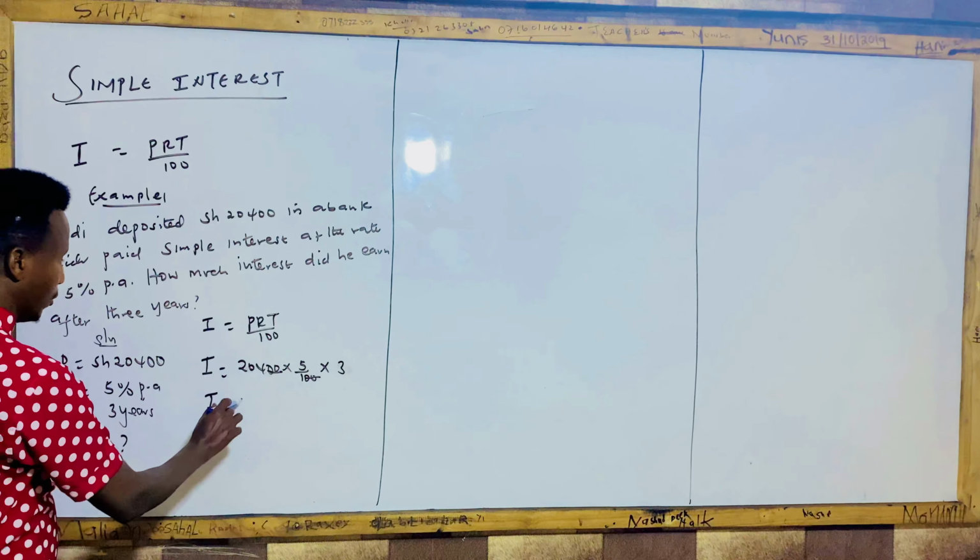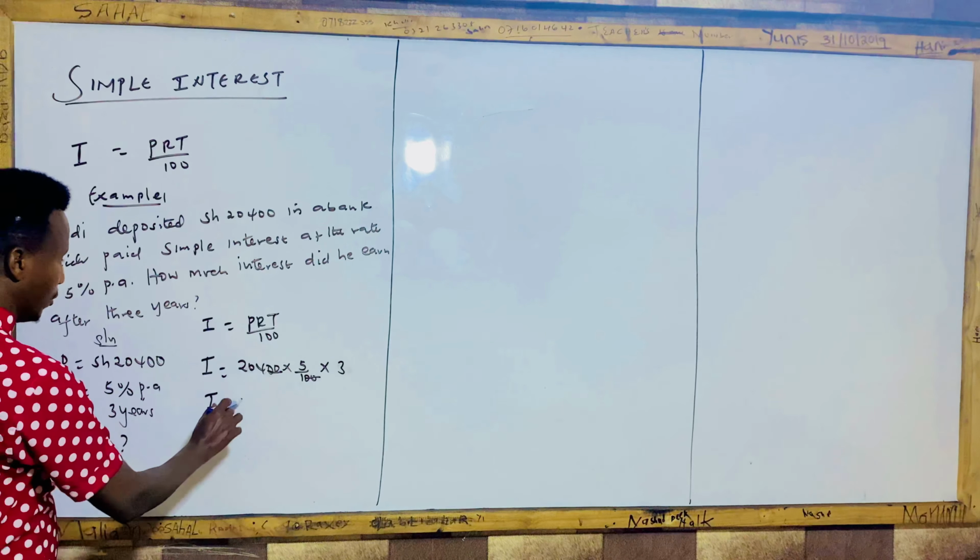At the end of the period, he paid interest amounting to shillings 5,120. How much money had he borrowed? This is under question.